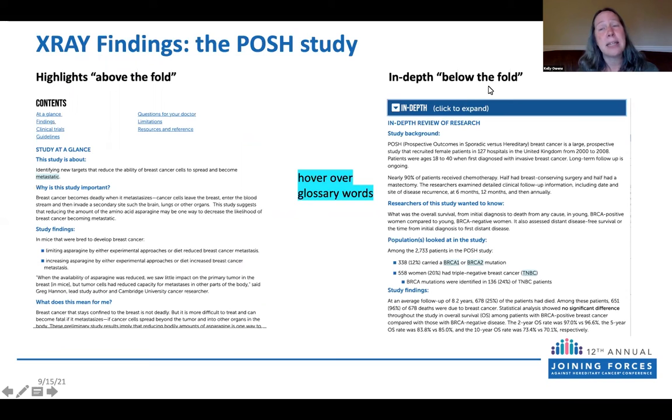There's also an in-depth or below the fold version of that that can be expanded, looking at the background of the study, a little more context of the science, what the researchers wanted to know, who they looked at in some detail, more details about the study and its limitations. And in all cases, we have these hover over words that are highlighted that give you a pop-out glossary definition to help with some terms that might be less familiar to individuals.